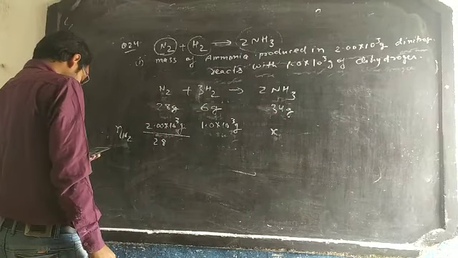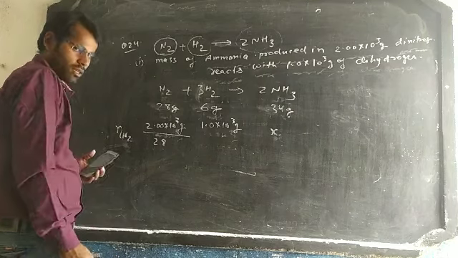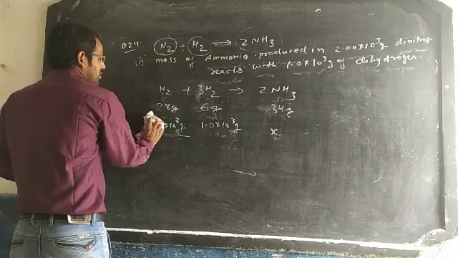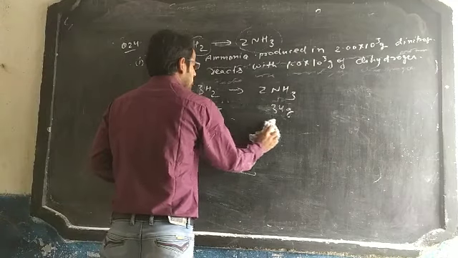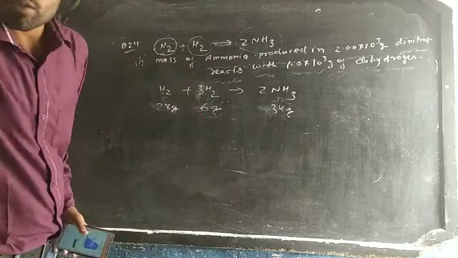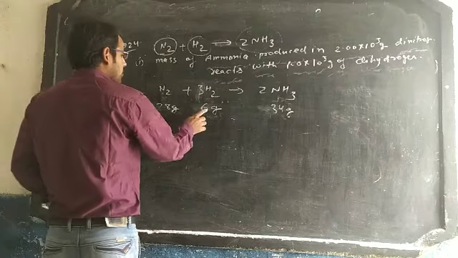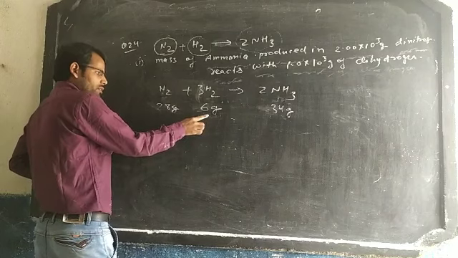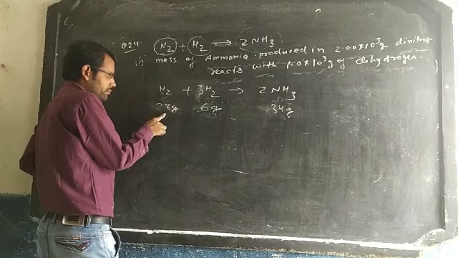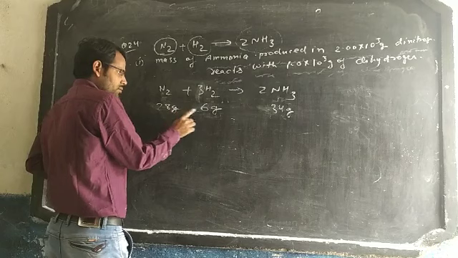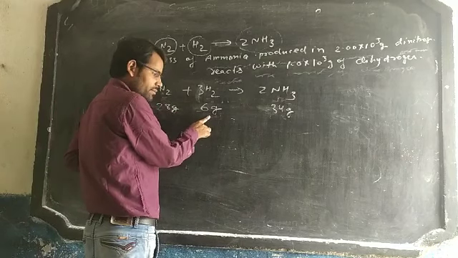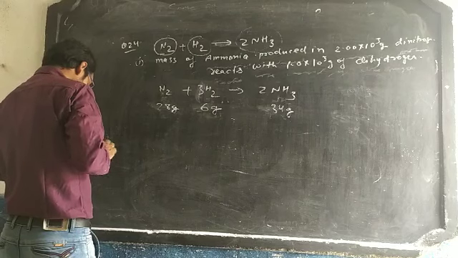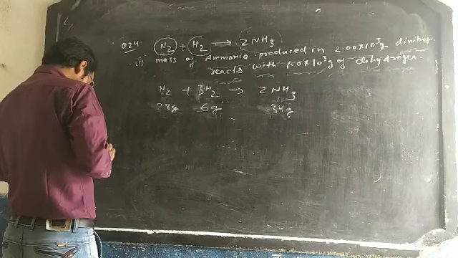So how much ammonia will be produced? We can solve according to that also. The limiting will be hydrogen, because the 6 gram of hydrogen will be completely used. It will consume the nitrogen, and the rest is in excess. So the limiting reagent is this.